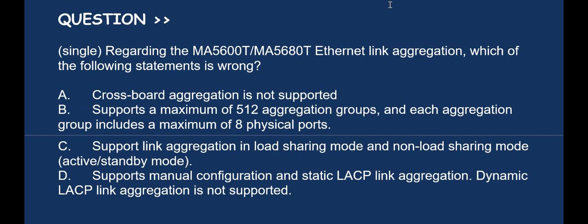Next one, regarding the MA5600T by MA5680T Ethernet link aggregation, which of the following statement is wrong? Option A, cross-board aggregation is not supported. Option B, supports the maximum of 512 aggregation group and each aggregation group includes the maximum of 8 physical ports. Option C, support link aggregation in load sharing mode and non-load sharing mode, active standby mode. Option D, support manual configuration and static LACP link aggregation. Dynamic LACP link aggregation is not supported. The correct answer is option A.